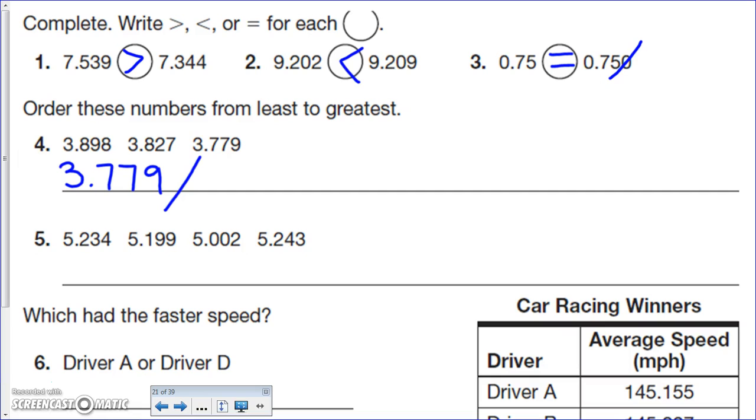So now we're going to go look at our first two numbers. We know they both have 8 in the tenths place, but then they have different numbers in the hundredths place. So we know our next number is going to be 3 and 827 thousandths. That leaves 3 and 898 thousandths to be our greatest number.